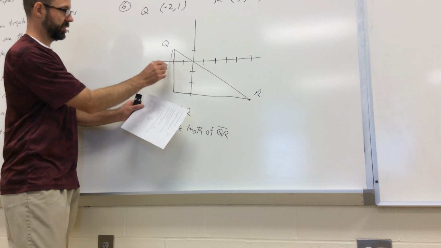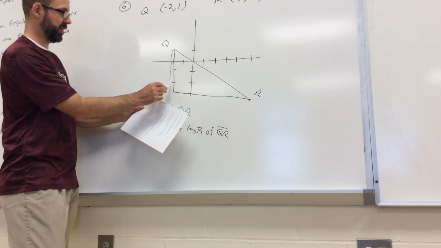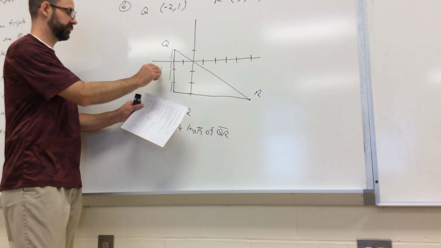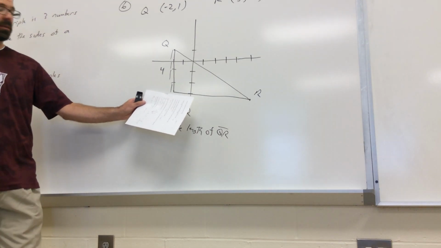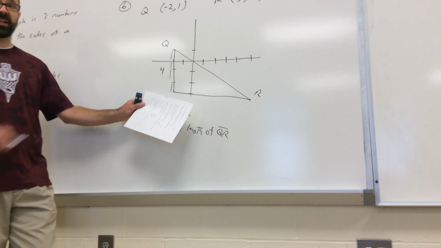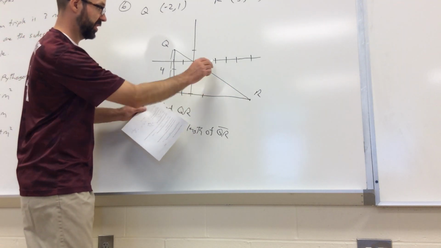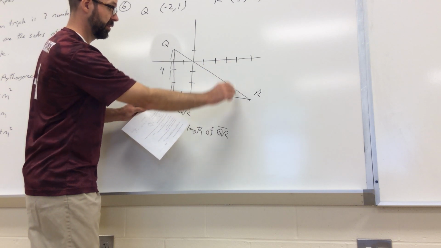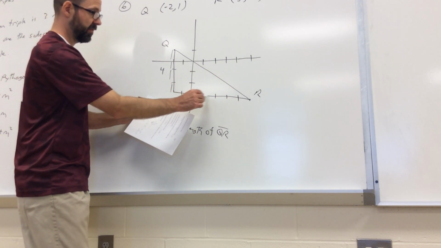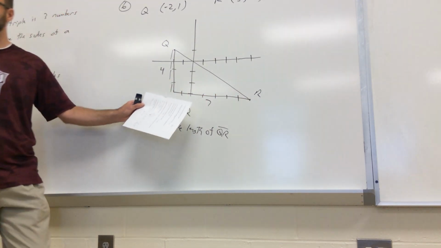So 1, and then see where these tick marks line up. So that's 1, 2, 3, 4. So that side of the triangle is 4. And then I could also figure out how long this is by counting. So I'll put my tick marks in so I can tell. So you're counting spaces. 1, 2, 3, 4, 5, 6, 7. So that side of the triangle is 7.